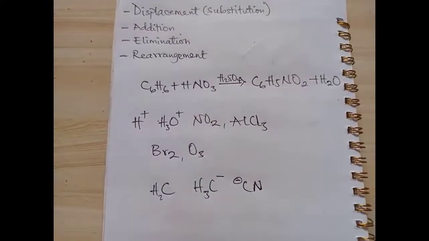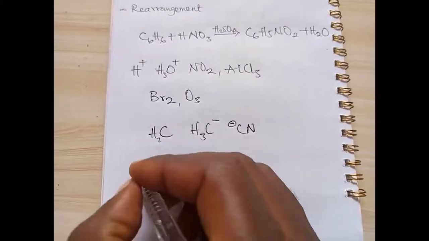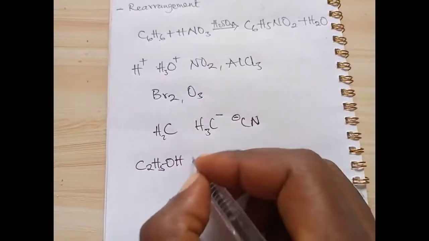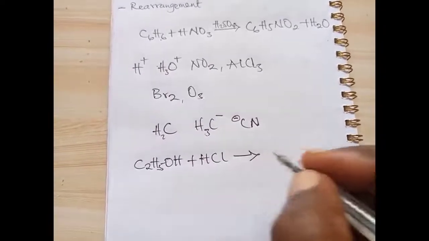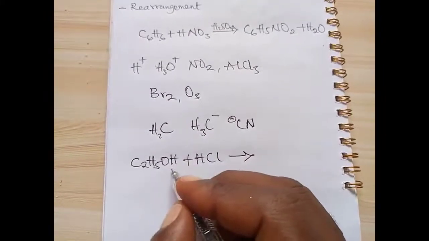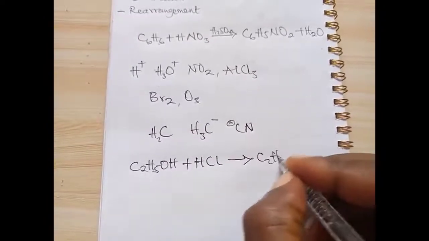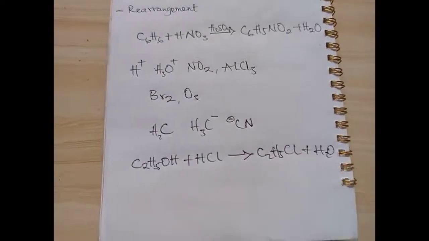So these are nucleophiles. An example of the displacement reaction in this case is C2H5OH, that's ethanol. If we react it with HCl, we're going to notice that the chlorine will remove the alcohol functional group and replace it. So we're going to have C2H5Cl. So that is it. The next one we'll look at is addition reaction.